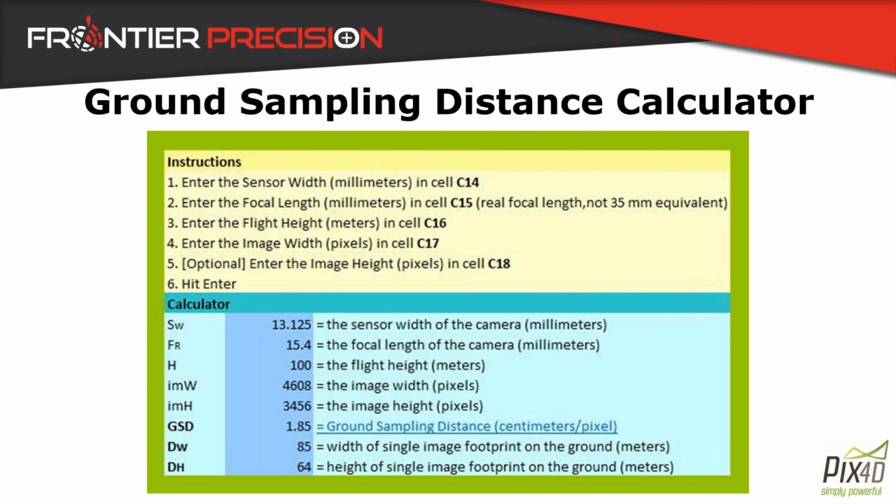pixels. And then once we put all this information in, we can see here that our ground sample distance is going to be about 1.8 centimeters per pixel. And that'll even calculate the width and the height of the image footprint on the ground. So you can see each image is going to be 85 meters by 64 meters.